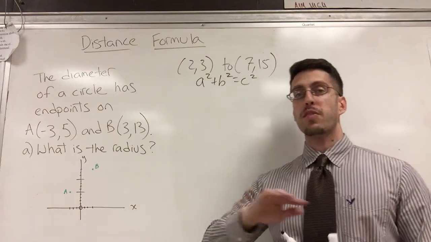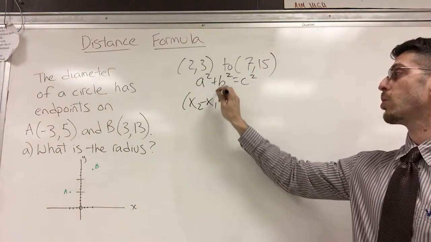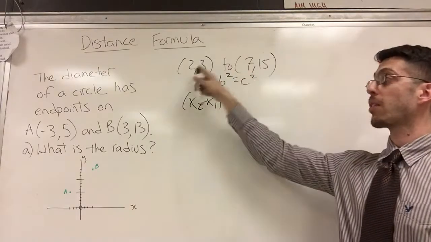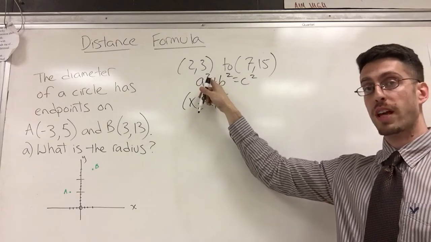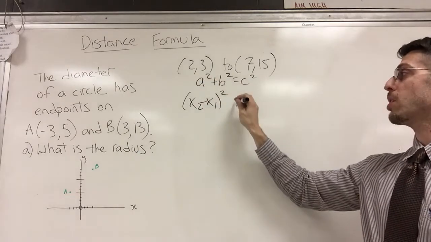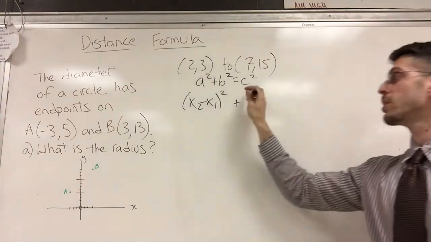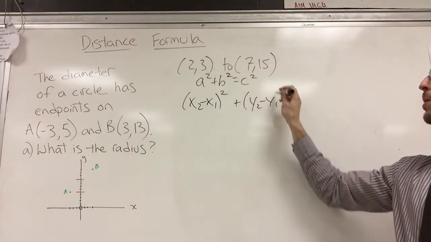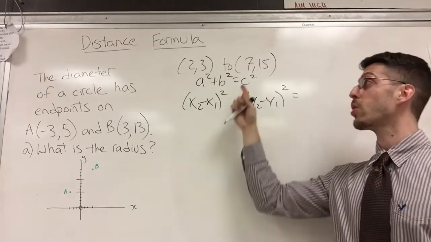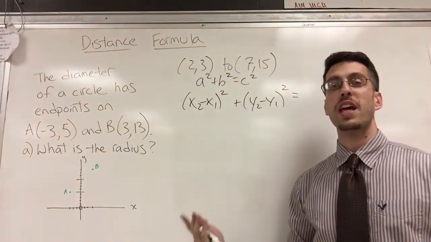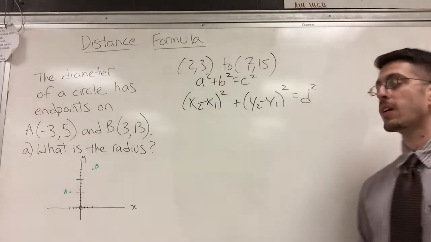Remember how I got the base of my triangle? I did x2 minus x1. I did 7 minus 2 to get that 5. But then I had to square it because my formula said a squared plus. Remember how I got the b? I did 15 minus 3 to get that 12. So really that was y2 minus y1. I had to square it, and that gave me the hypotenuse. Called it c squared. You can call it length squared or distance squared. I'll use d for distance, d squared.